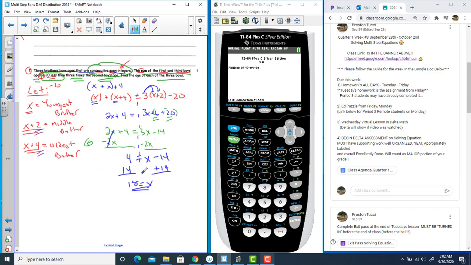So 18, ladies and gentlemen, is the value of x, and what's important to understand is that it is the value of the youngest brother's age. And that's something you'd have to describe to me. If you add 2 to it, 18 plus 2 gets us 20, and that is the value of the middle brother's age. And if you add 4 to 18, you get 22, and that would be the value of the oldest brother's age.